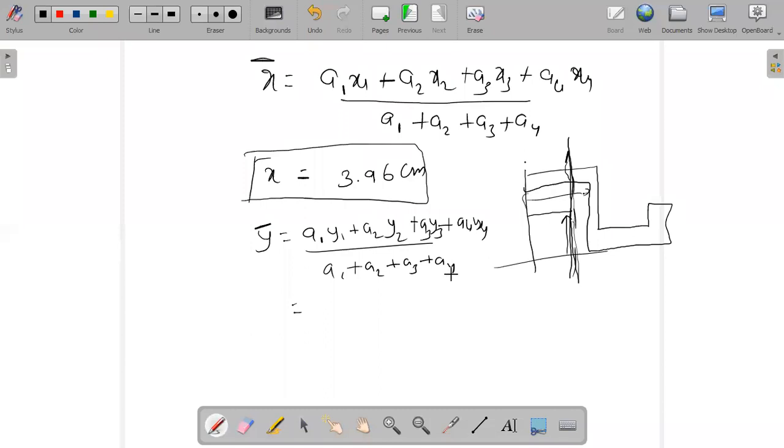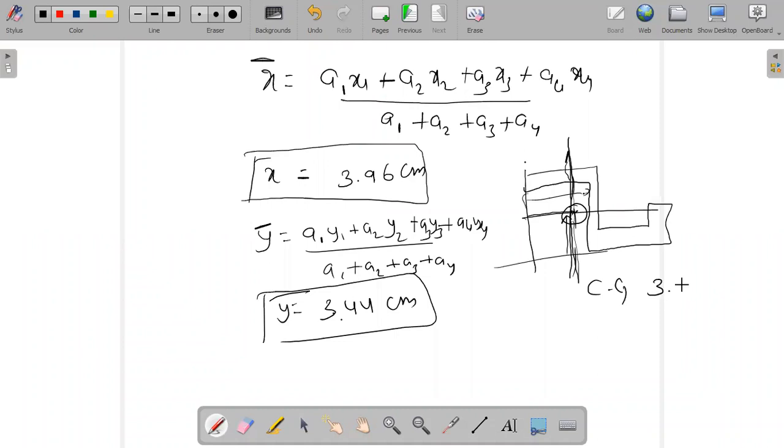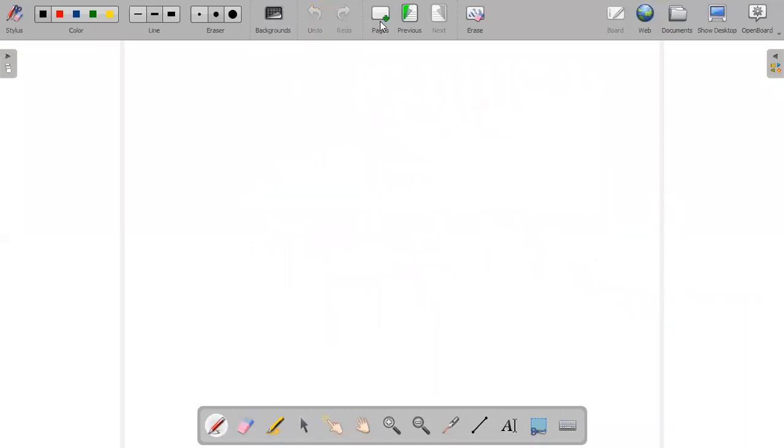Yes, y bar you have got is 3.44 centimeter, correct? Now the y bar will be present somewhere here. So this is your CG. The CG location is 3.96 comma 3.44. Now we have to calculate the moment of inertia. What is the moment of inertia formula we have seen? Please check which is the correct answer.